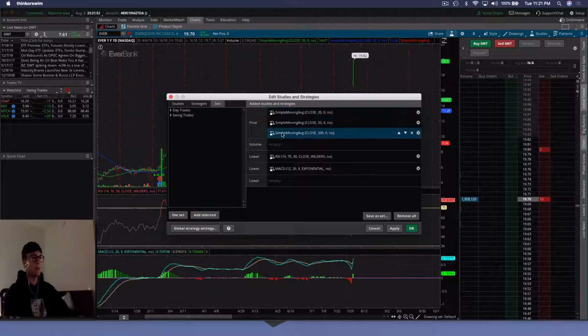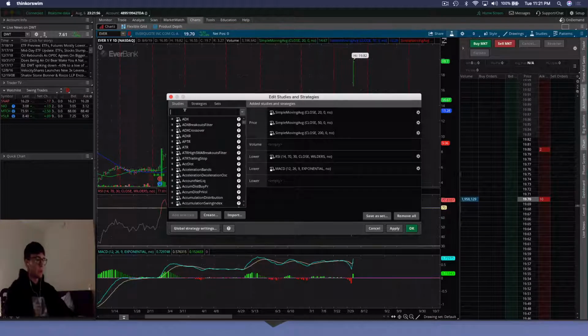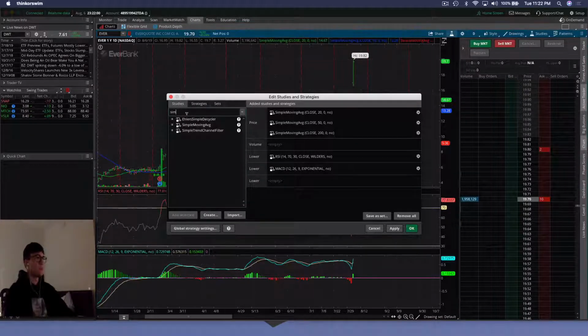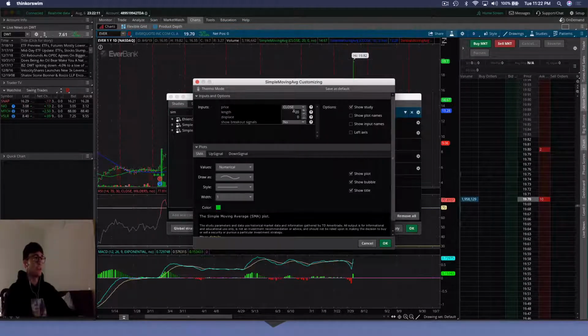Once you add 3 simple moving averages, which you can do by going to studies and searching for simple moving average, select that and it'll add it to your price category for your studies. So once you have 3 of them there, you go to settings and then you change the length to 20. Now that'll calculate 20 days of data.